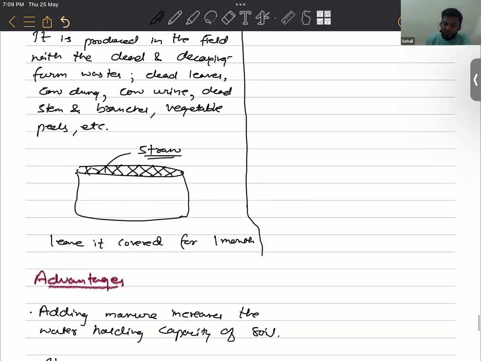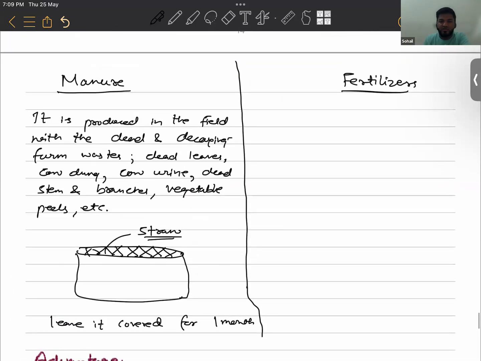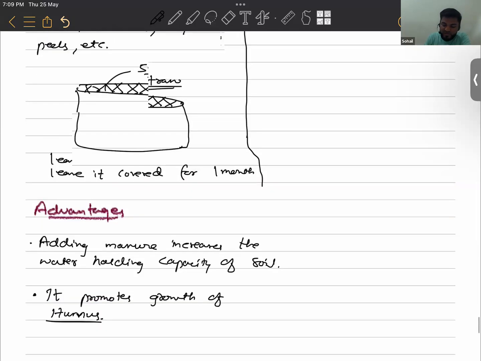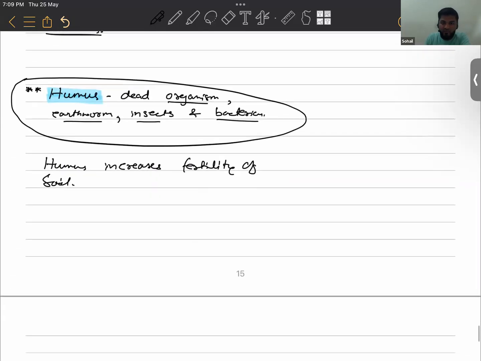Now let's talk about fertilizer. Are fertilizers also produced on the field or in a factory? In fact, yes, they are. Okay, we actually forgot to discuss the disadvantages of manure. So let's discuss that as well, and then we will move on to fertilizer.